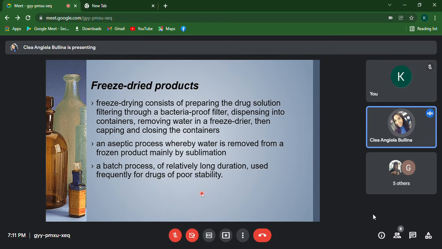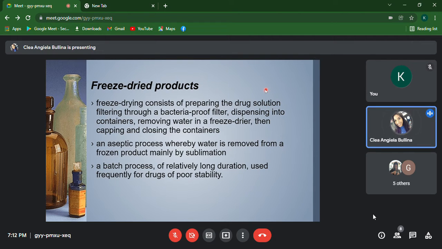Lyophilization. Okay, freeze drying, also known as lyophilization, consists of preparing the drug solution, filtering through a bacteria-proof filter, dispensing into containers, removing water in a freeze dryer, then capping and closing the containers. Okay, so paano tayo nagpe-prepare ng drug solution? Of course, using aseptic technique.